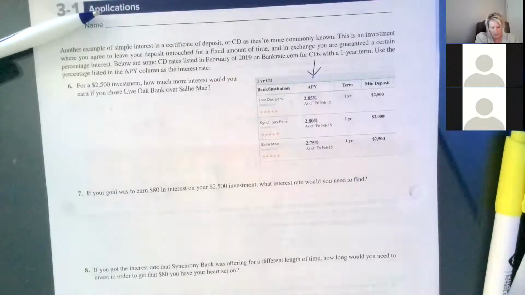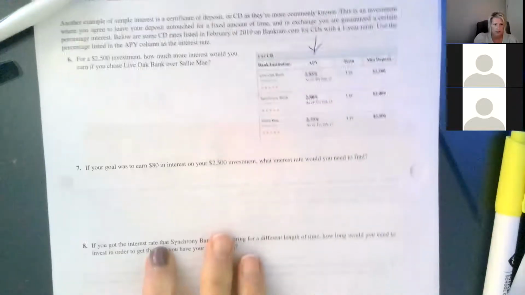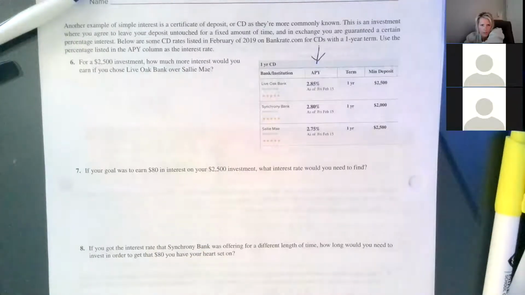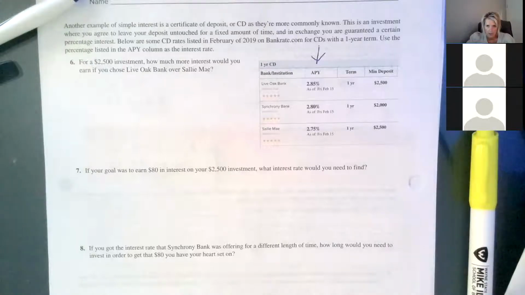Okay, so let's look at the first question. It says, for a $2,500 investment, how much more interest would you earn if you chose Live Oak Bank over Sallie Mae? So we want to figure out the interest for both, and we're going to compare them here.